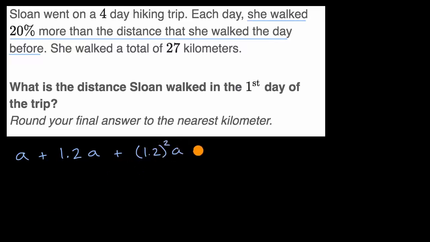And then how much on the fourth day? And she went on a 4-day hiking trip, so that's the last day. Well, that's going to be 1.2 times the third day. So that's going to be 1.2 to the third power times A. So this is an expression in A on how much she walked over the 4 days. And we know that she walked a total of 27 kilometers. So this is going to be equal to 27 kilometers.